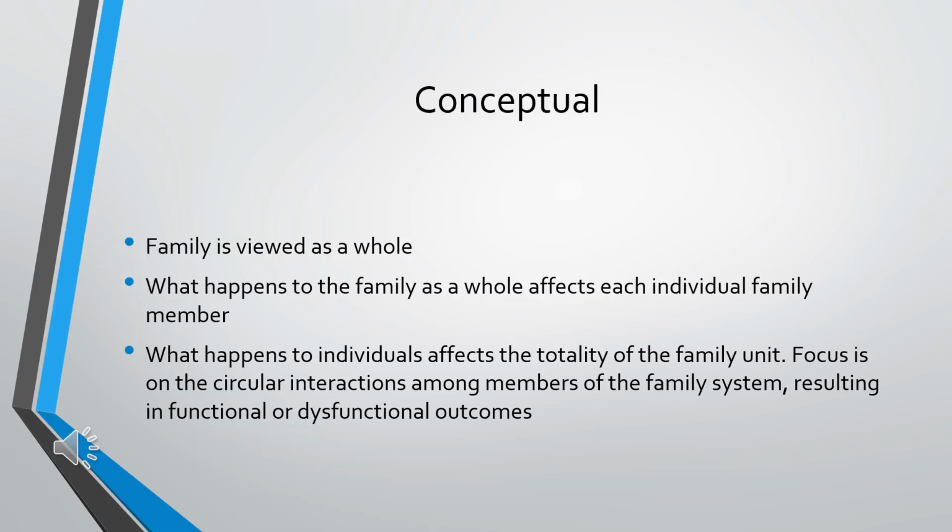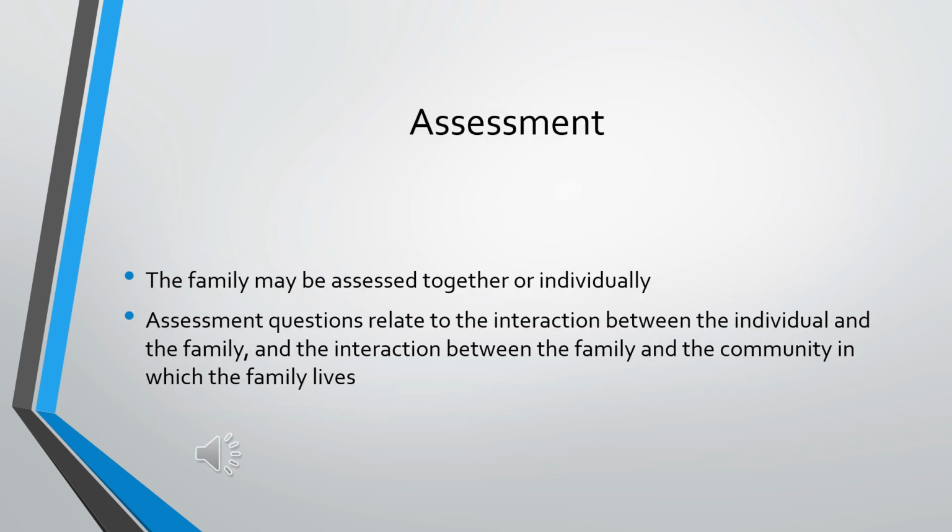So the concepts of the family systems theory is that family is viewed as a whole. What happens to the family as a whole affects each individual family member. What happens to individuals affects the totality of the family unit. Focus is on the circular interactions among members of the family system, resulting in functional or dysfunctional outcomes.